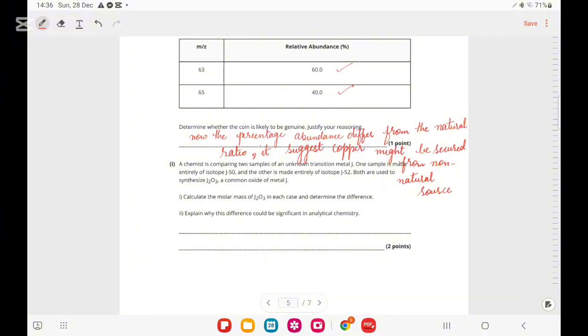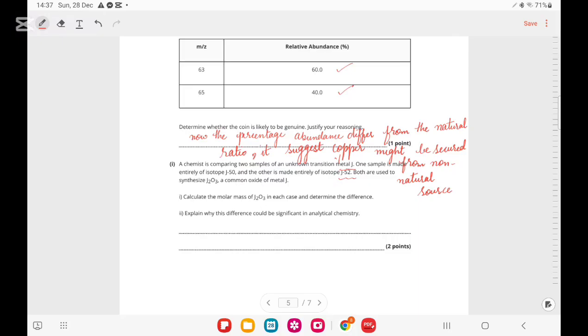So in this question they are saying that there is a transition metal which is J. One sample is made entirely of isotope J50 and the other is made up of J52. Both are used to synthesize J2O3, a common oxide of metal J. They are saying calculate the molar mass of J2O3 and determine the difference.